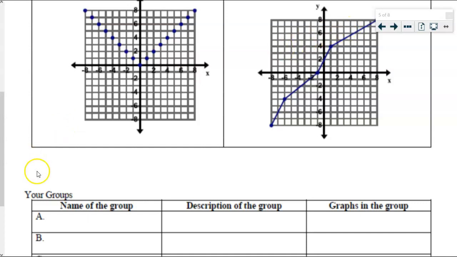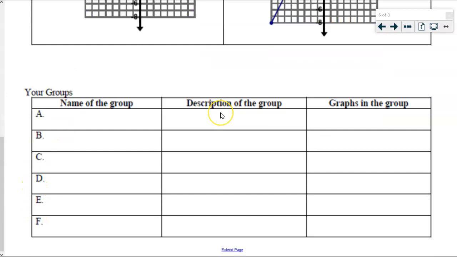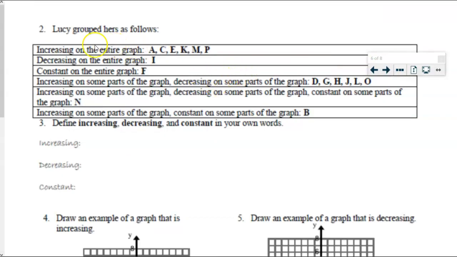Okay, with your groups, ready, set, go, and we're going to pause recording. Okay, students in class have sorted them into various categories and listed their categories, giving them some sort of defining name like dots or lines or squiggles. Now, instead of taking time to go over that for every group in class, we're going to switch gears a little bit. Lucy was in a group, and Lucy grouped hers like this: A, C, E, K, M, P. Find A, C, E, K, M, P, put those in front of you.